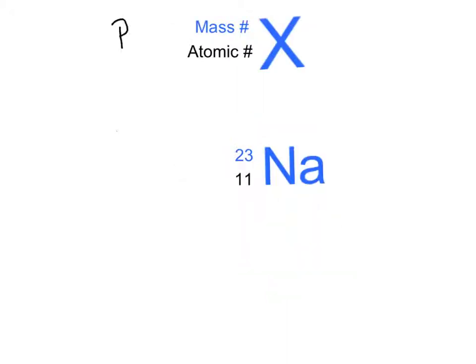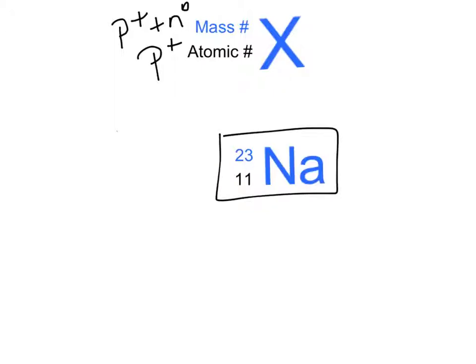So the mass number is the number of protons added to neutrons because they give the mass to the atom. The atomic number is just the number of protons. So if we had this symbol for sodium, the bottom number in our isotope symbol is an 11. So this sodium atom has 11 protons. The 11 protons result in all the properties that we think of as sodium.